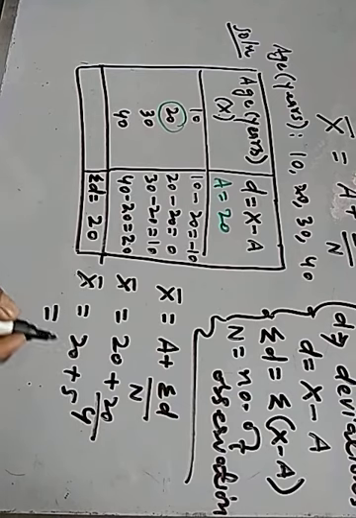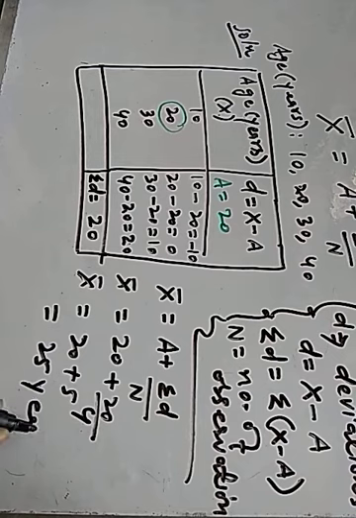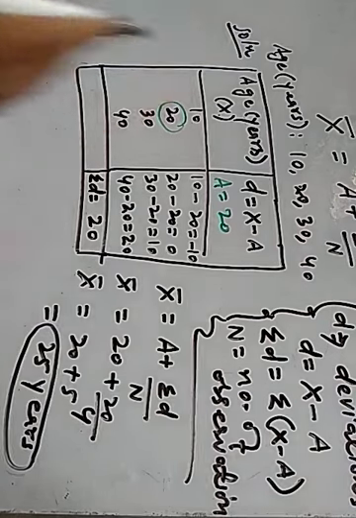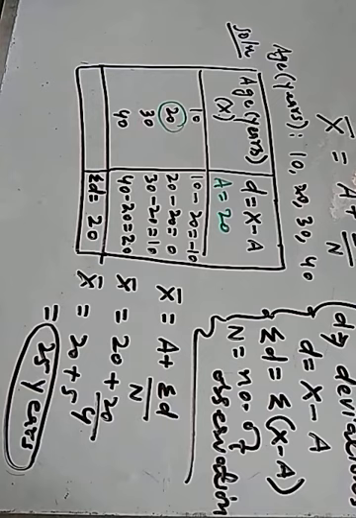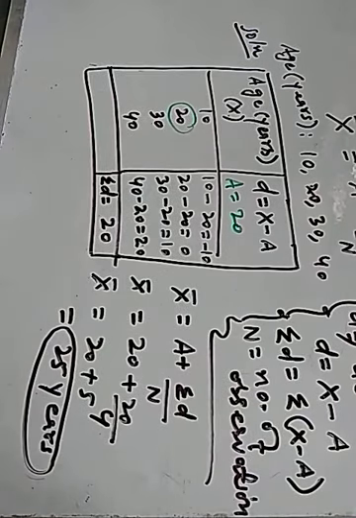And this 25 is in years, because we are calculating the arithmetic mean of a variable which is age in years. This 25 years is the average value, it is the arithmetic mean of this given data.